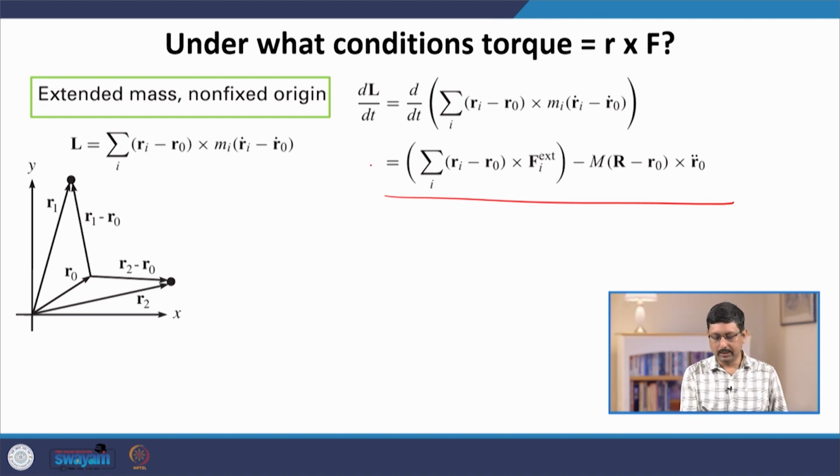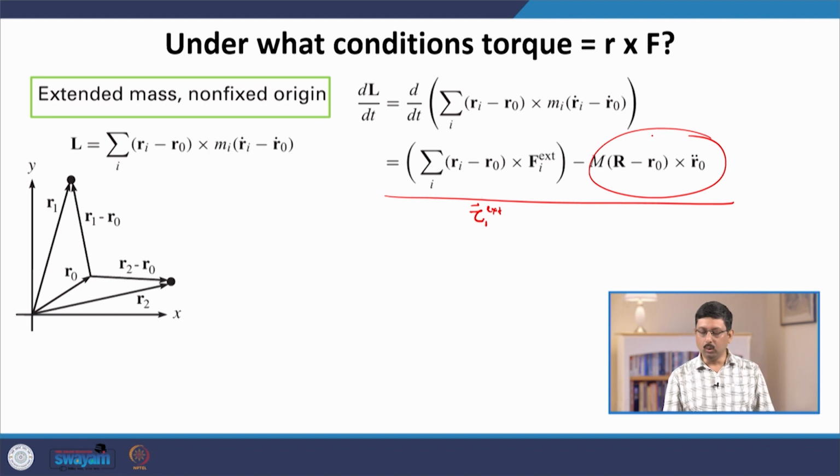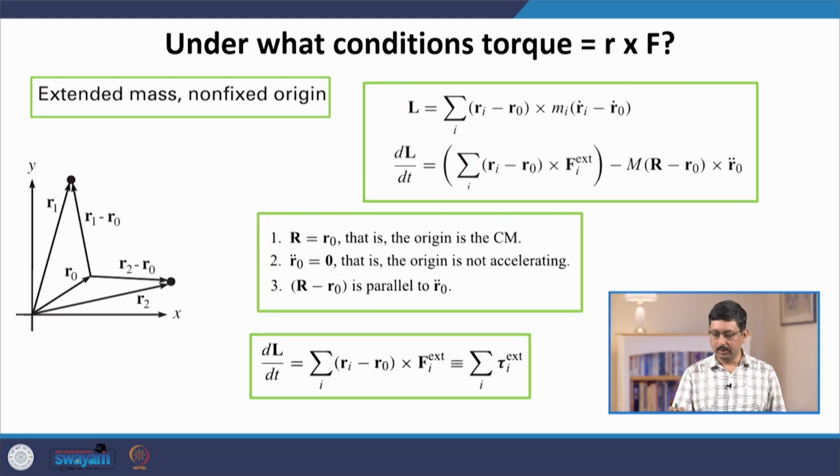So, this is what is written in a neat way here. We see that dL/dt is not only the tau external as before, but has some extra term, and only if this extra term is 0, then we get the relation that dL/dt is equal to r cross F. So, under what condition is the second term 0? You see from looking at this second term that if the moving point is the center of mass, that is, the origin is the center of mass, then this term is 0, that is r equal to r_0.